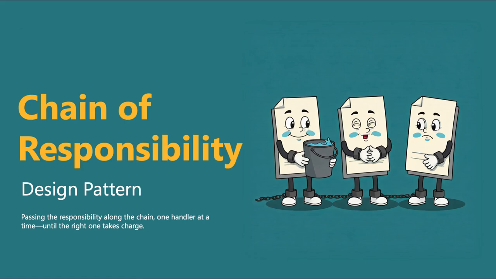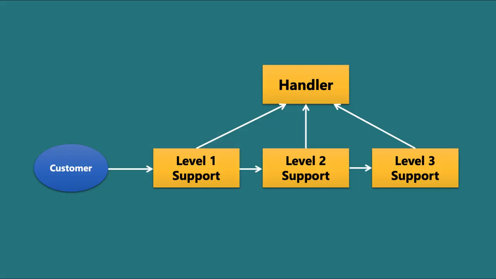Each handler in the chain decides either to process the request or to pass it along the chain to the next handler. Let's dive into an example where we model a multi-level customer support system with level 1, level 2 and level 3 support teams. Each level is responsible for handling specific types of requests.